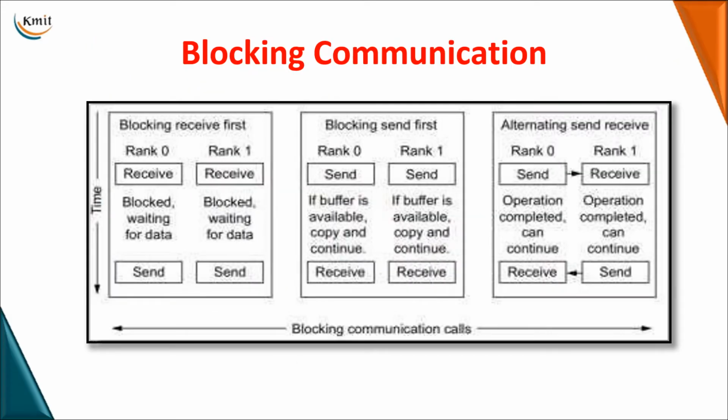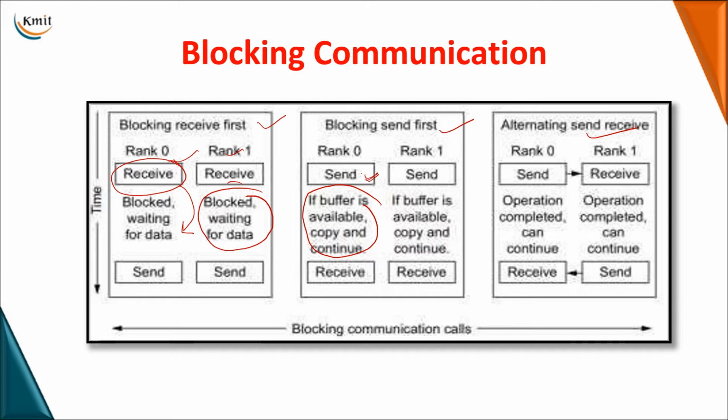When you go for blocking communication here, we can either have blocking receive first, blocking send first, or alternate send and receive. When you go for blocking receive first, you first execute a receive, and this receive will be blocked until it gets the data. So this process will be blocked waiting for the data. When you go for blocking send, it will send the data, and if the buffer is available, it will copy the data and continue.